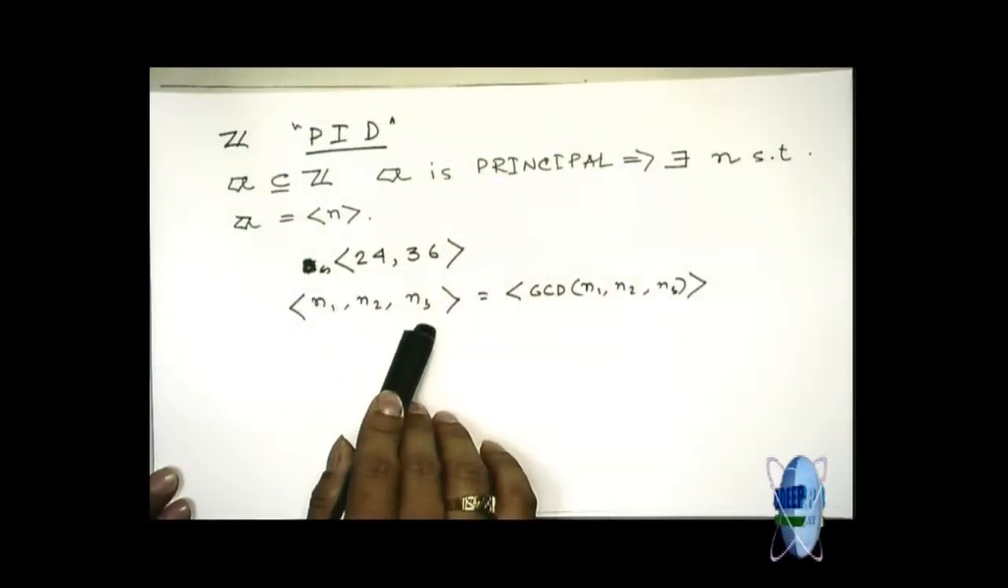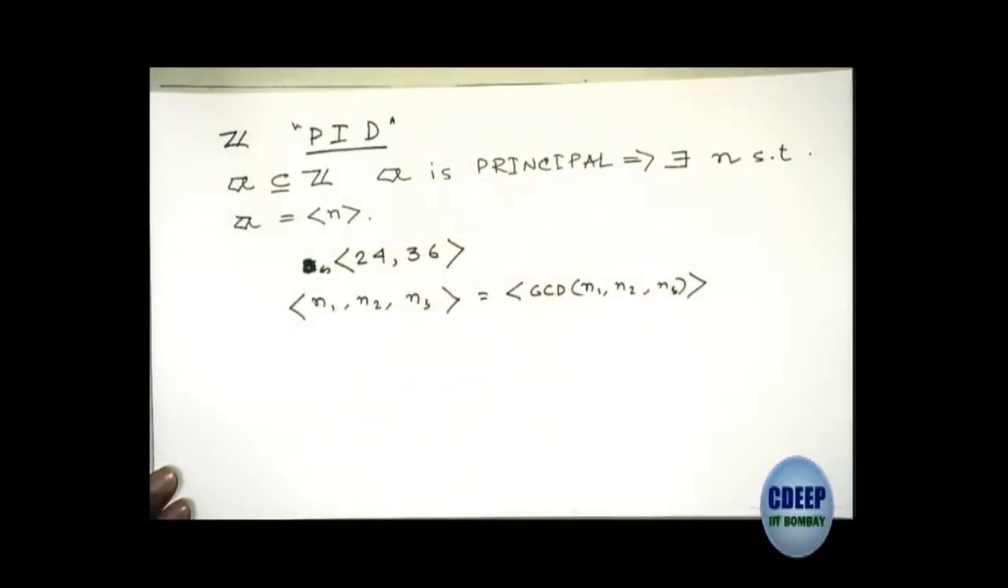Why don't you try with GCD? I will tell you what the problem is with the proof using the GCD, but at least as a first attempt, can anyone tell me why this proof should work out? Let's say we want to prove this. If there are N1, N2, N3, then the ideal generated by N1, N2, N3 is the same as the ideal generated by their GCD. Ashok, you want to try? Anyone else?